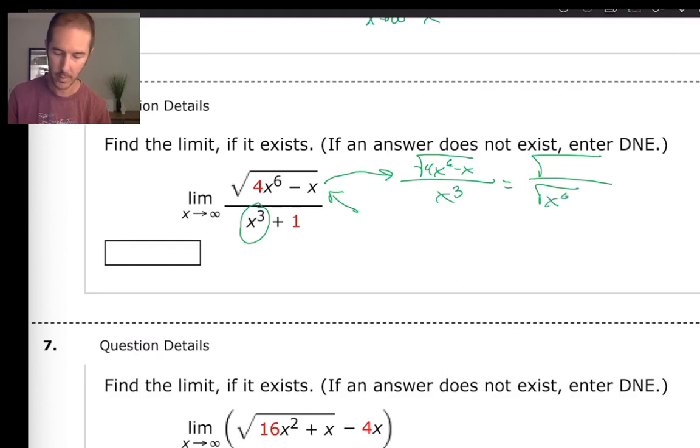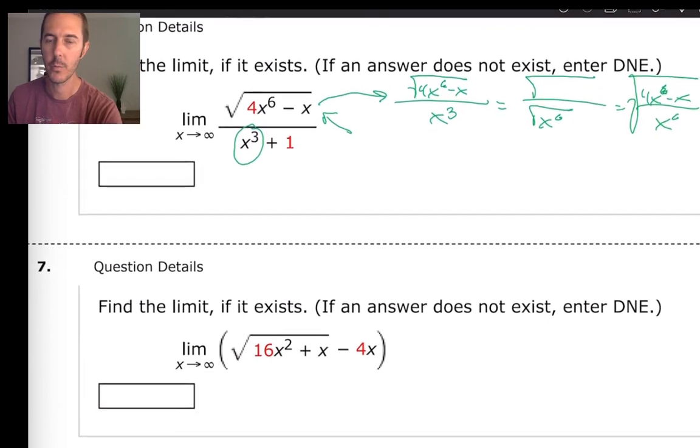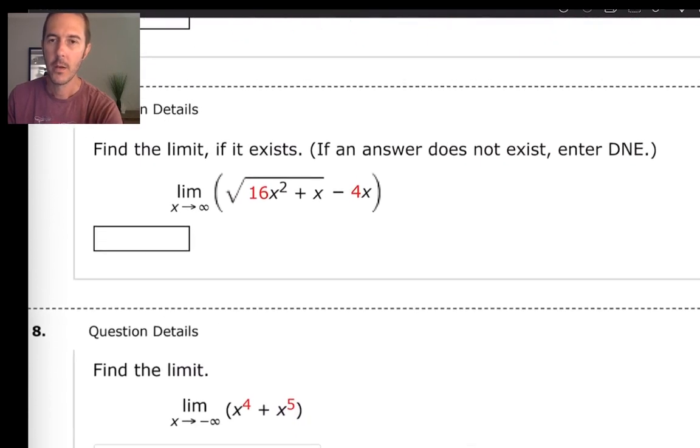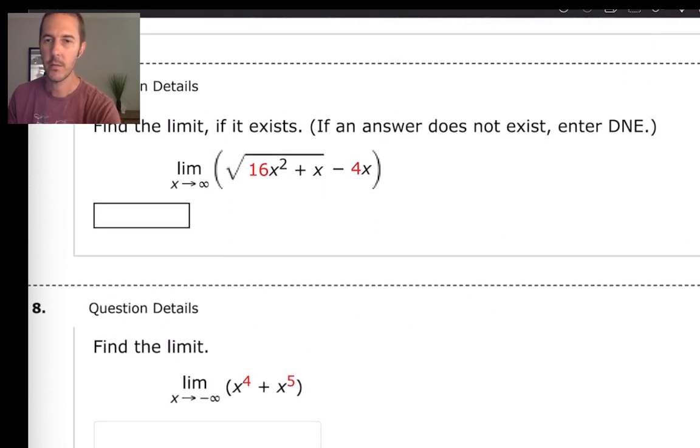Okay, x to the third and x to the 6 square rooted are equivalent. And that will allow you to write this as 1 square root over your whole fraction, 4x to the 6 minus x over x to the 6, and then you can start distributing your division and then eventually distributing your limit. We saw an example like this earlier in the video, so please refer back to the steps that were present there. Number 7 is different than anything we've seen thus far, and this one is tricky.